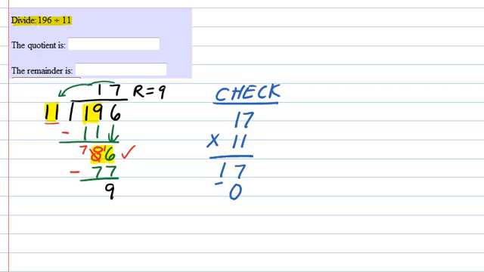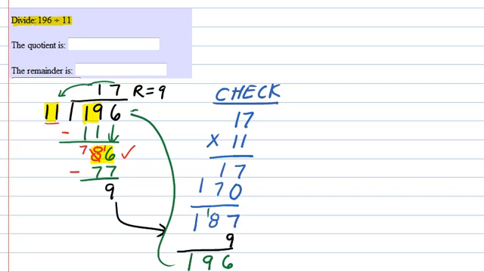1 times 7 is 7. 1 times 1 is 1. Add those up, I get 7. 7 and 1 is 8, and 1 is 187. Now I'm going to go ahead and add the remainder. When I add the remainder, I should get, let's see, 7 and 9 is 16, carry the 1, 196, and sure enough, it checks out.